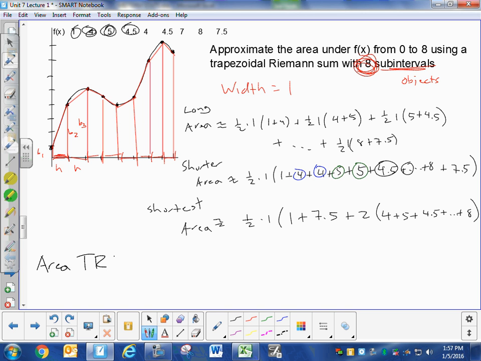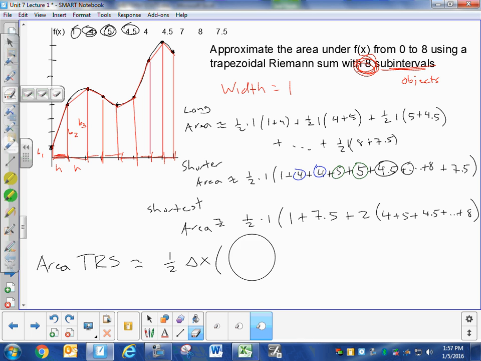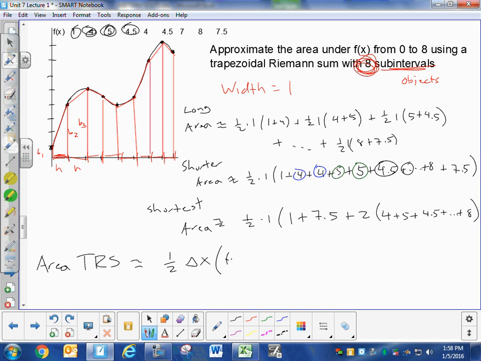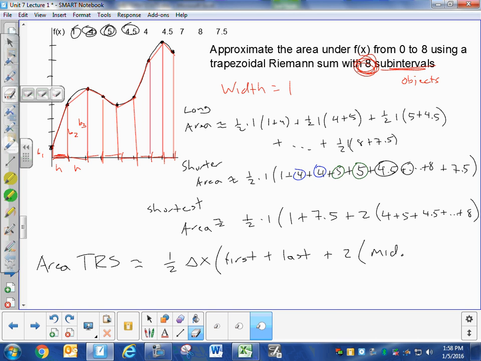Okay, and there's your quick area from a trapezoidal Riemann sum. You're going to say it's 1/2 your delta x, your first height plus your last height, plus double all of your middle heights. Okay, definitely write that down. That's your shortcut. You will use that fairly frequently.